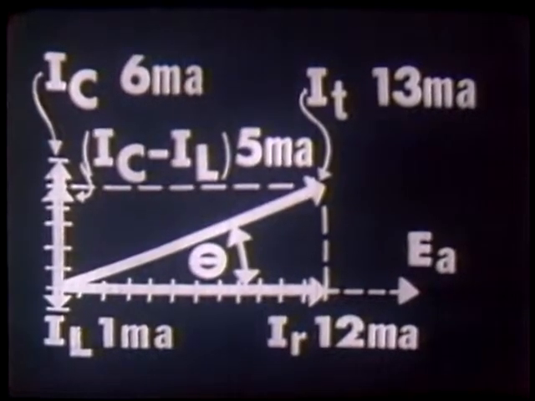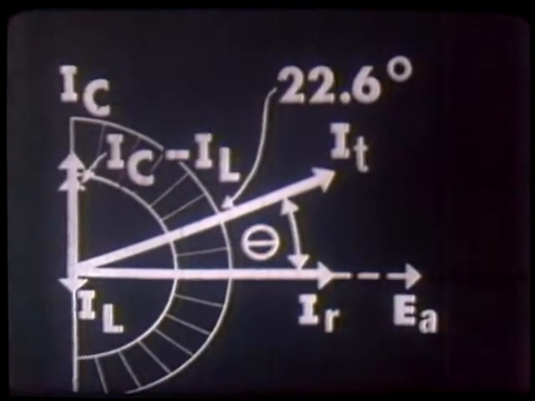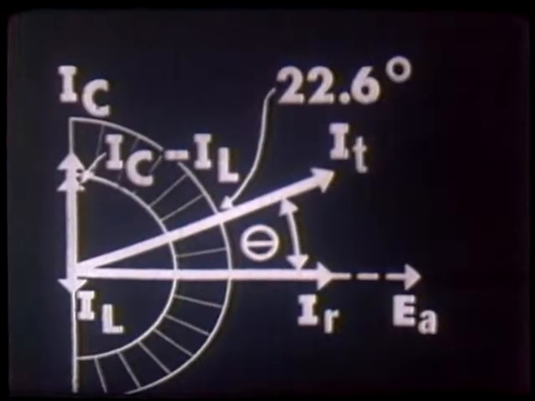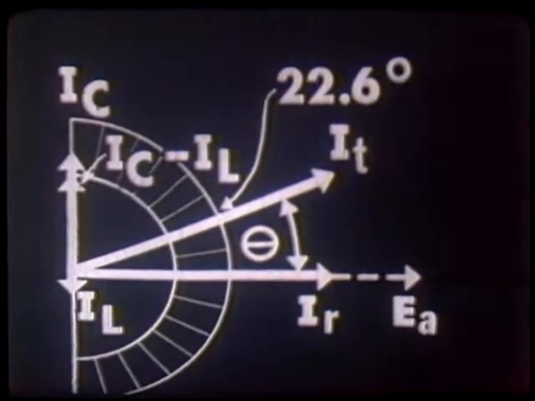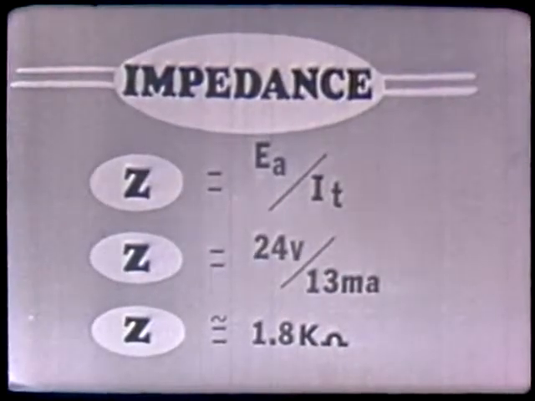Remember, theta is the angle with which current leads or lags the applied voltage. Here it's leading. We could measure this phase angle with a protractor, and it would read 22.6 degrees. This would be plus 22.6 degrees because we have a leading phase angle. Now that we have calculated graphically our total current to be 13 milliamperes and the phase angle to be 22.6 degrees, let's go one step further and find the impedance of our circuit.